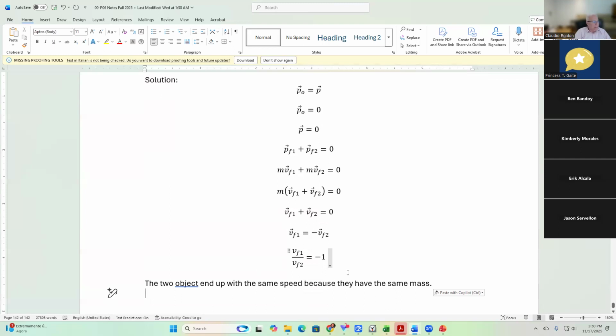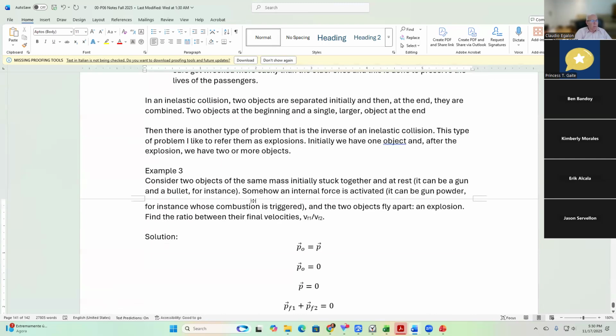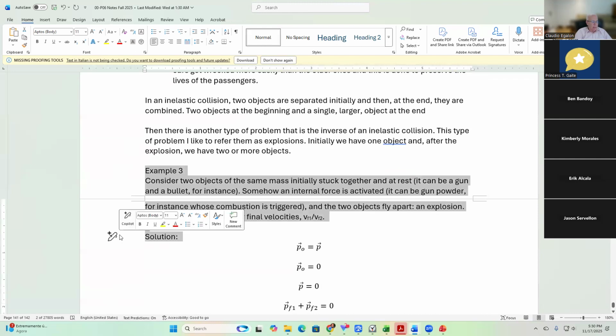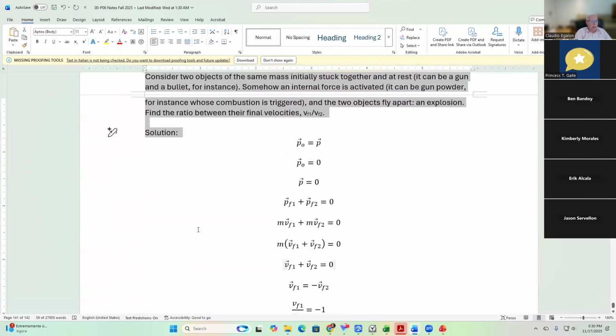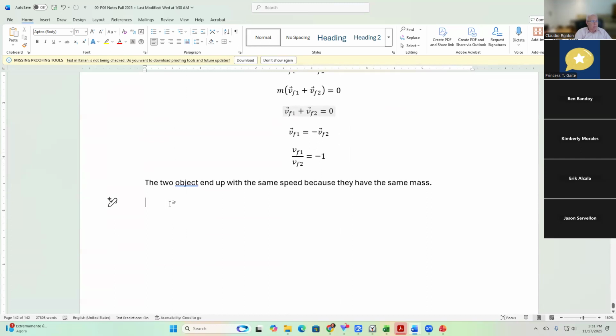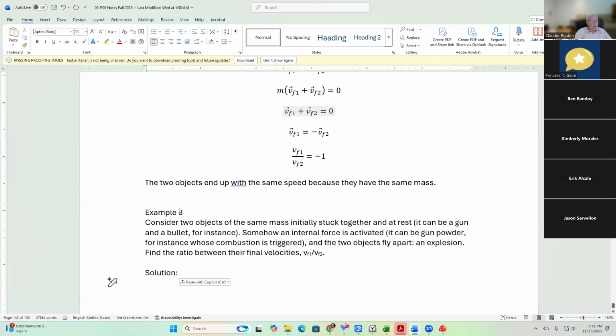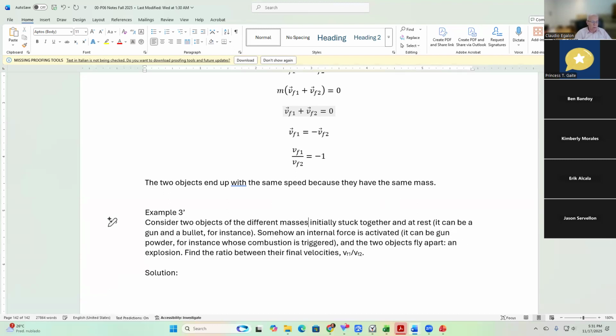Okay, we can do that. Let's do that. Two objects of different masses. Now one has twice the mass of the other, and then you're going to see what's going to happen. Example 3 prime: two objects of different masses, m1 equal to m and m2 equal to 2m. One has twice the mass of the other.